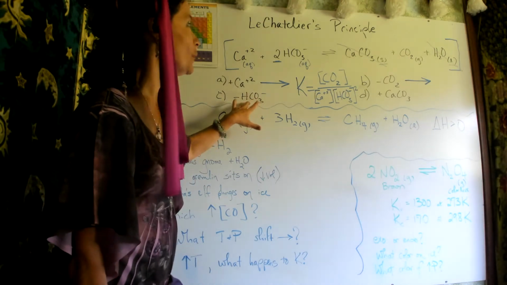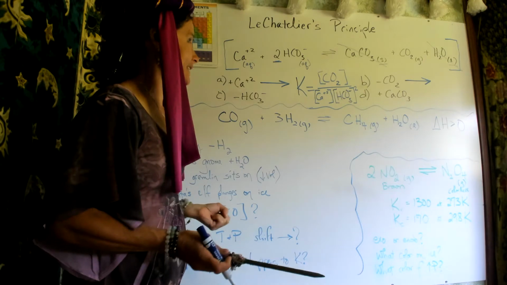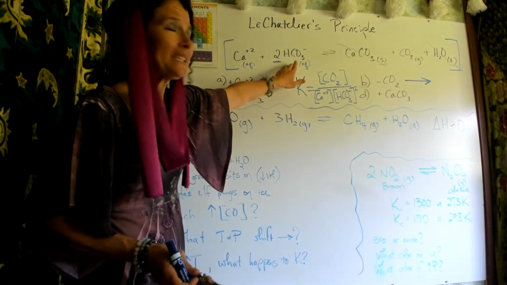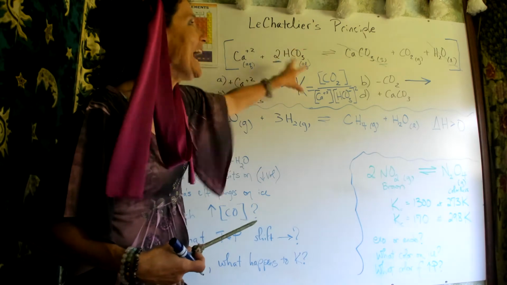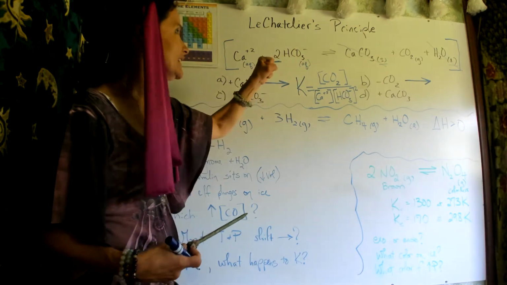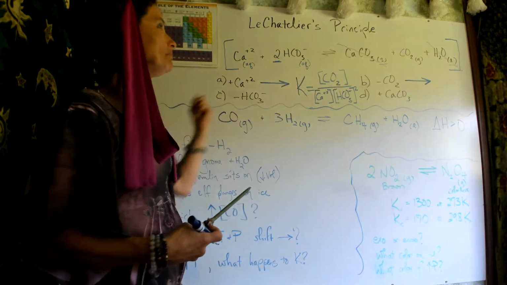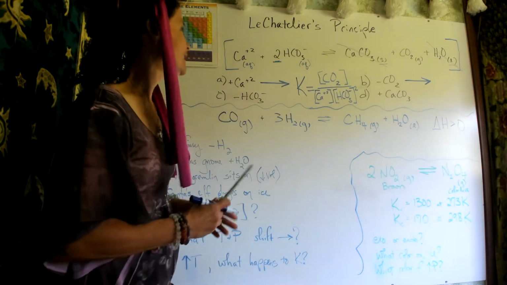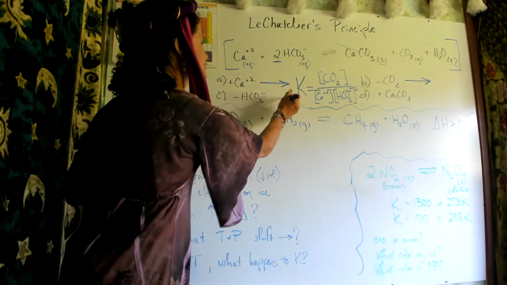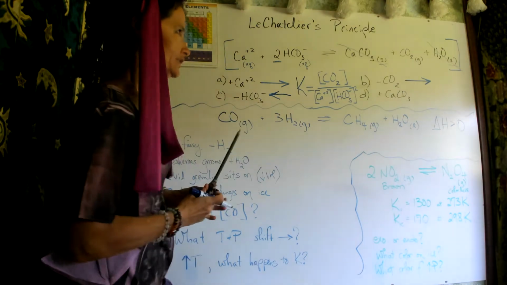Now, what would happen if you took away the bicarbonate, which is actually pretty simple to do in lab because this is typically a base. So if we added something like HCl, the HCl would react with the bicarbonate and use it up. And so the system would try to make more bicarbonate. HCO3, remember, is bicarbonate. And so it's going to shift reverse.